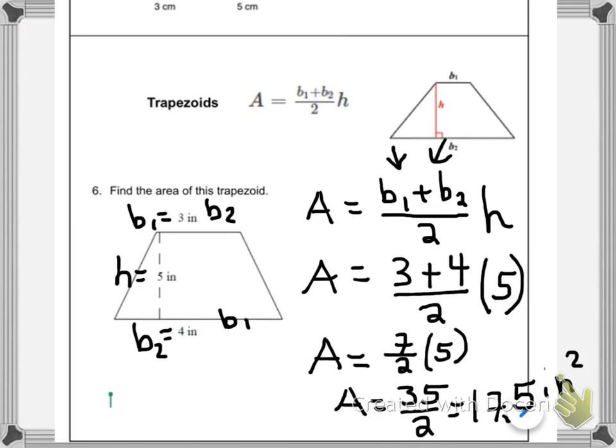This has been a video on area of parallelograms, triangles, and trapezoids. Please make sure that you wrote everything down and that you understand how to calculate areas for the different shapes.